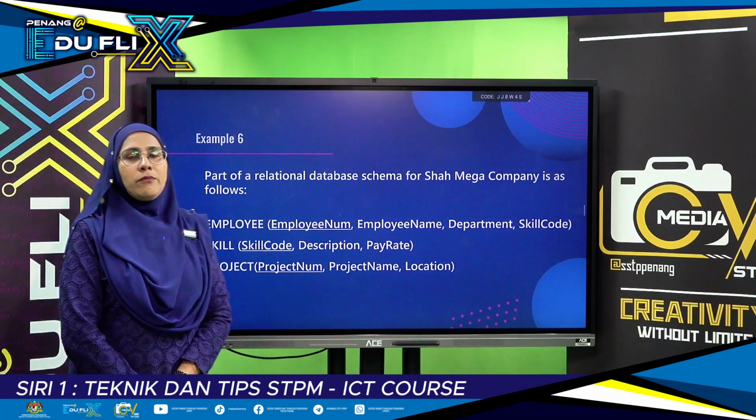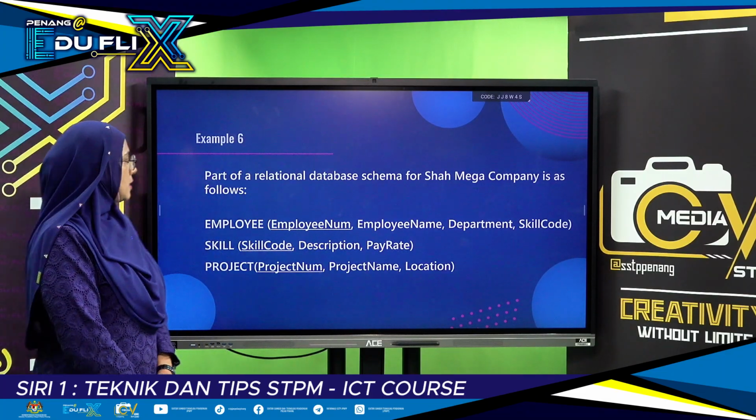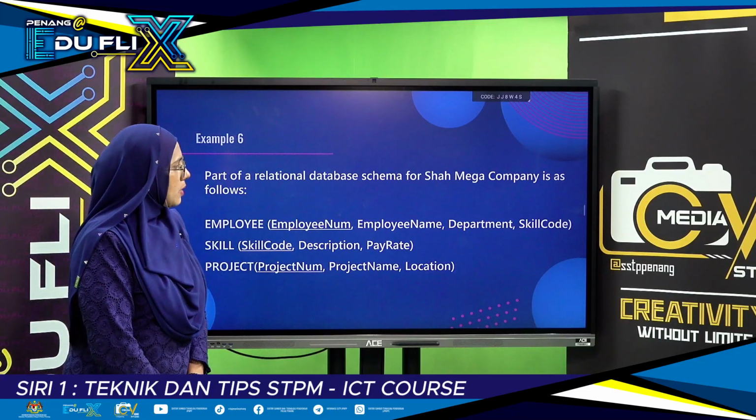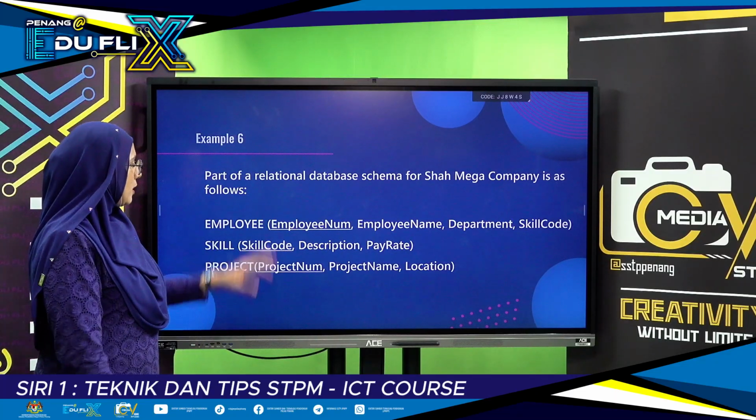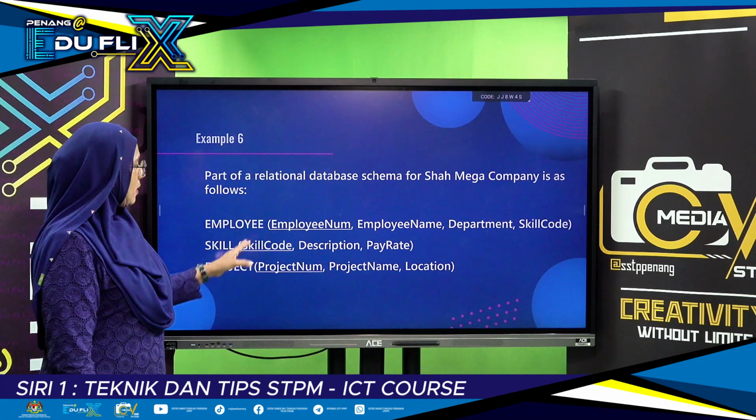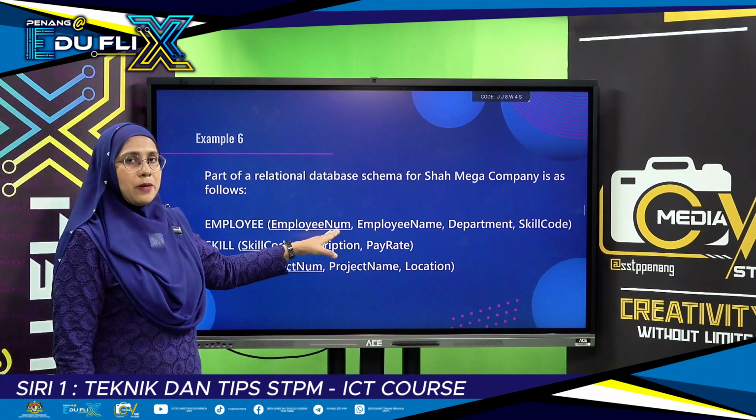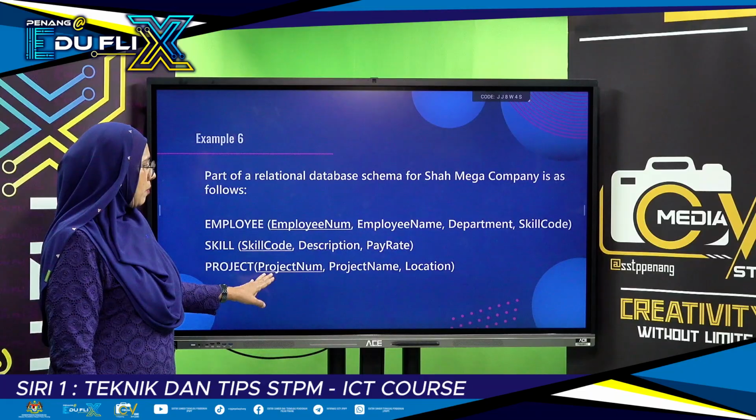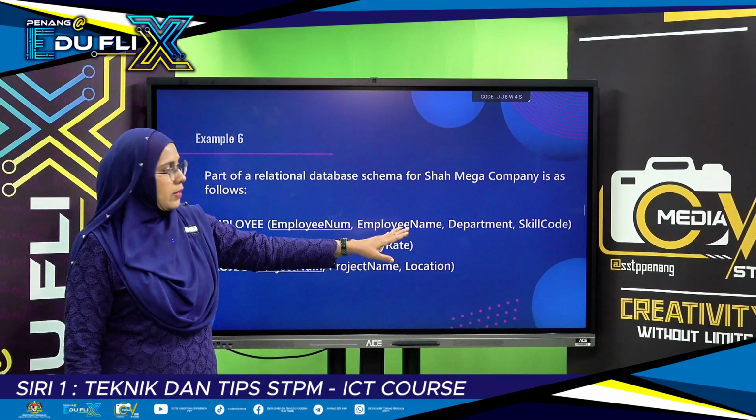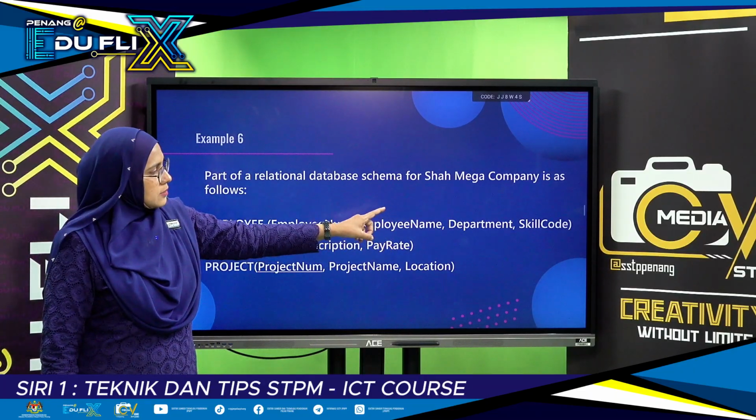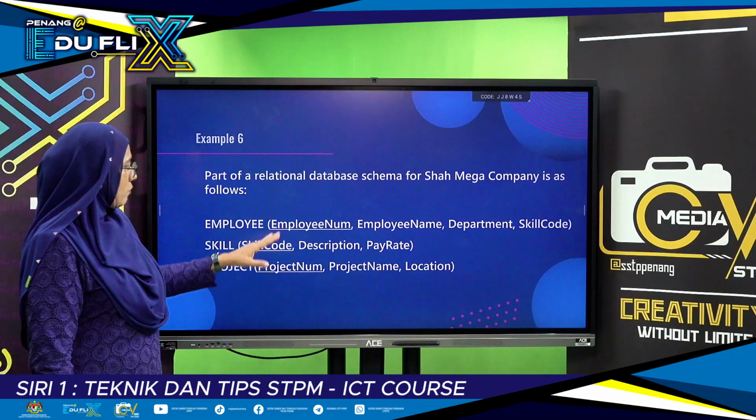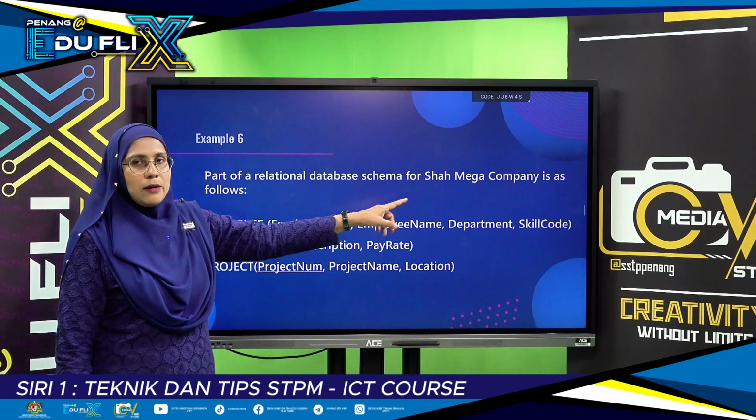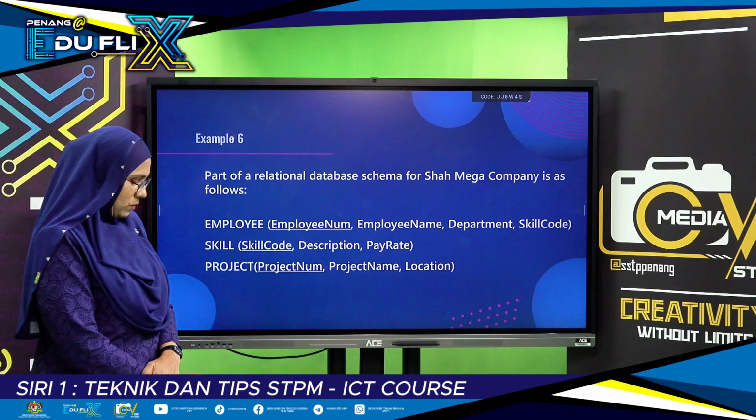Okay, we move on to question number 6. Part of the relational database schema for Shah Mega Company is as follows. This is the schema given. Underline means primary key. This is primary key, primary key, primary key, and we identify there is a foreign key there. Skill code is a foreign key because it exists as a primary key here. So that one is the foreign key. All right, so the question.